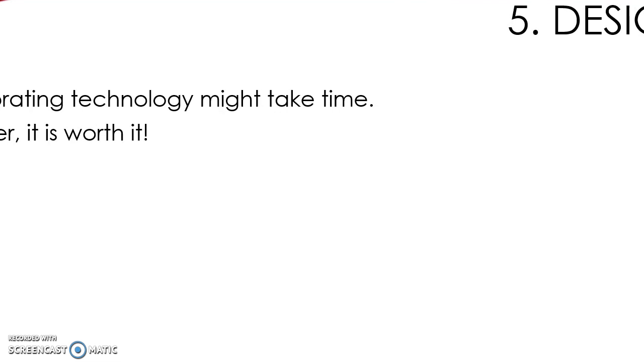Next is designer. Incorporating technology might take time, yes, but like my next point is, however, it is definitely worth it. I think technology will be time consuming to make these lessons that integrate technology, but it will definitely be worth it. And like I said, not only are they just completing a lesson or getting the job done, but they're also learning how to use technology, and that's a skill that everyone needs to know at this point in society. So starting them off early will be great and a benefit to themselves.